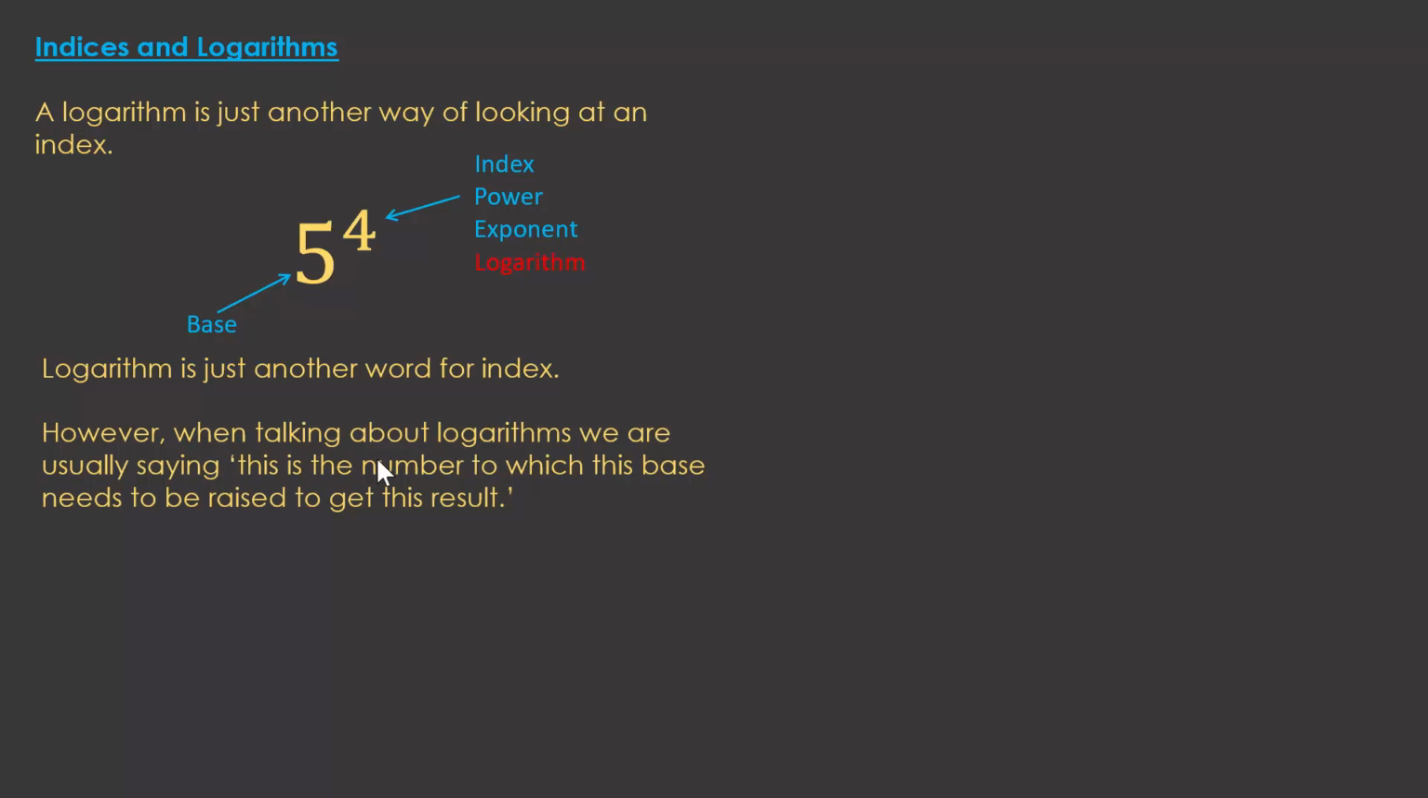However, when talking about logarithms, we are usually saying this is the number to which this base needs to be raised to get this result. To illustrate this, consider a fact that we all know written in index form. So we all know that 10 squared is equal to 100.